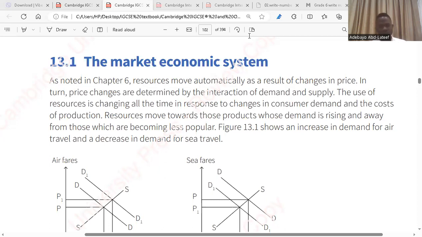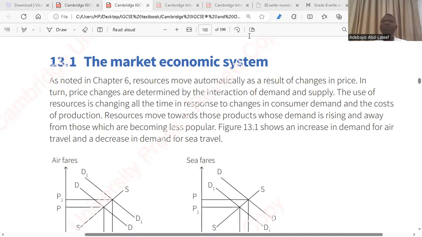Now the question is about the use of resources. What brings about changes in the use of resources? What brings about them is, one, the level of consumption, that means the level of demand within the economy. That affects the use of resources, because if demand continues to rise, resources will be used on it. Yes or no? That's the first one.